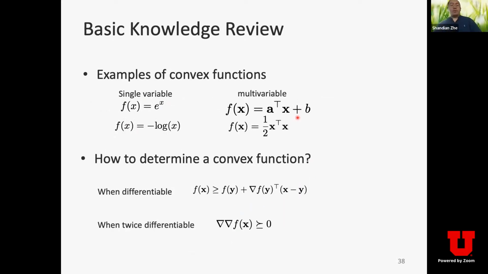If x is a multivariable function, meaning that x is a vector, there are a lot of examples of convex functions as well. The simplest case will be an affine or linear function, A transpose x plus b, or a quadratic function, half x transpose x.